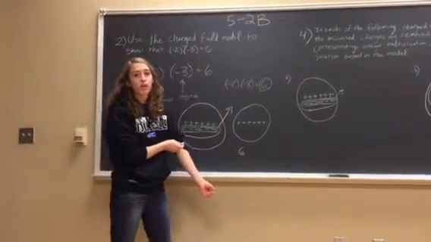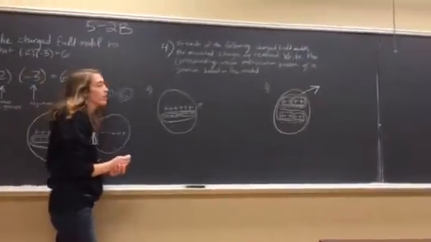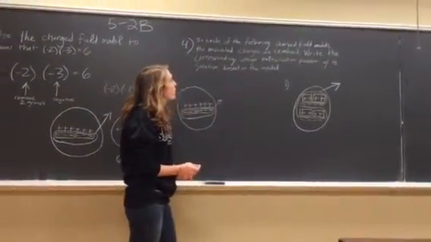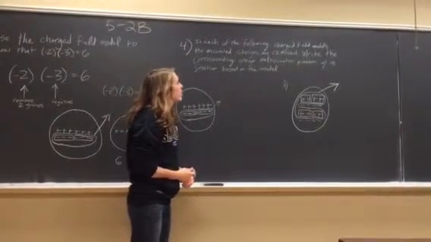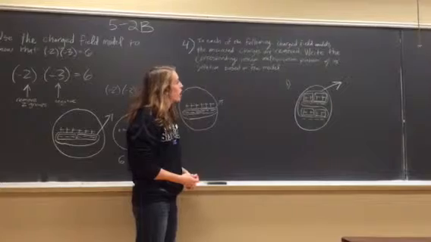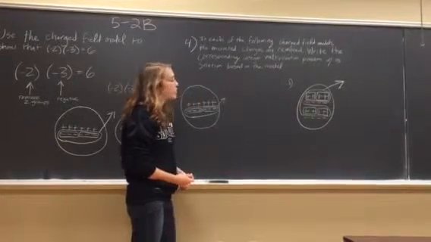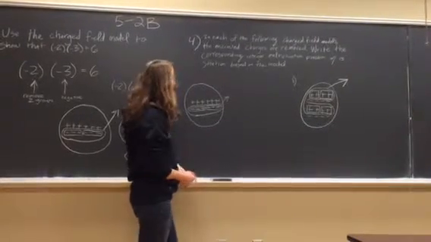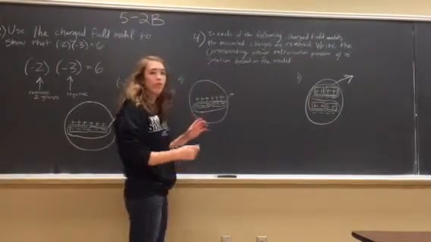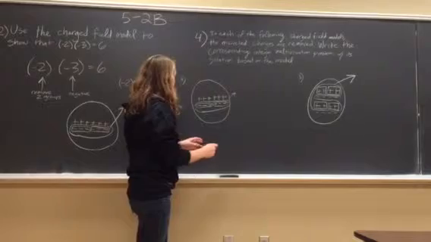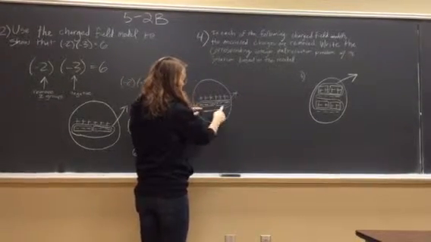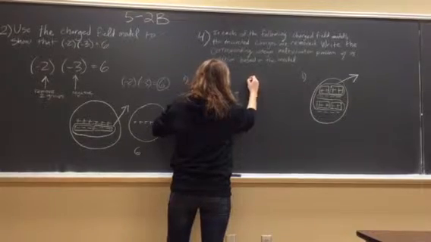We're going to move on to number 4 now from the same section, section 5-2b. In each of the following charge field models, the encircled charges are removed. Write the corresponding integer multiplication problem with its solution based on the model. So we're going to start with A right here. What we have, we're going to start out with seeing what is removed. So it looks like we have two groups, and so we're going to put a 2 there.